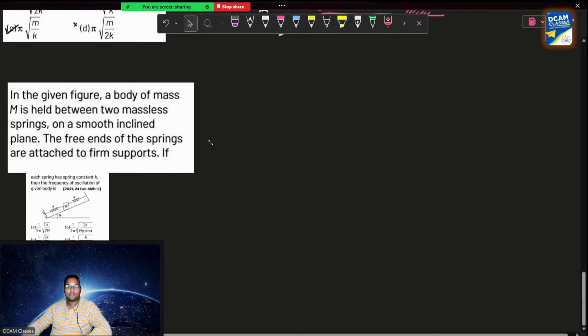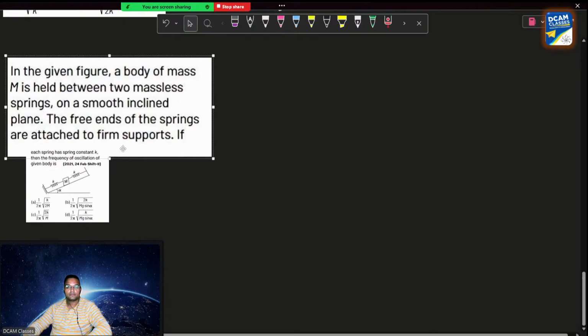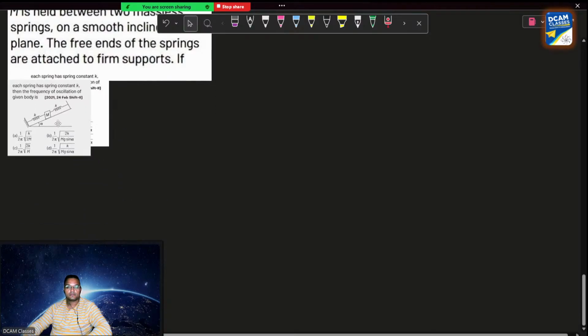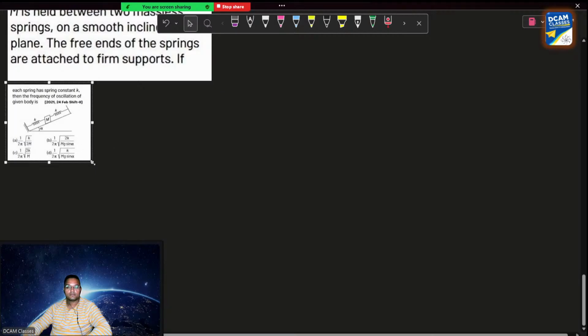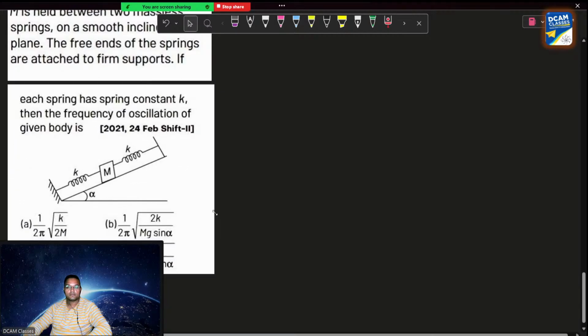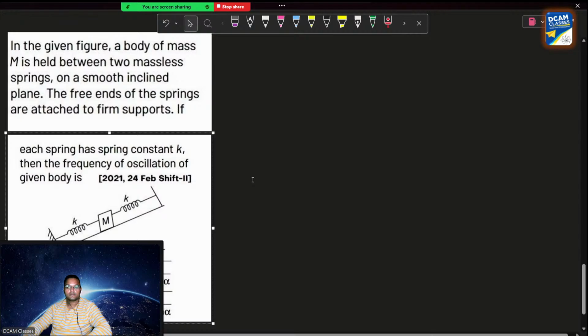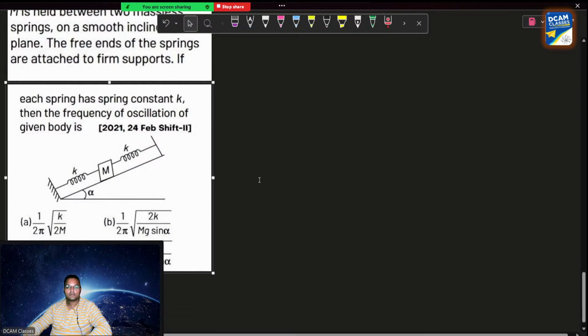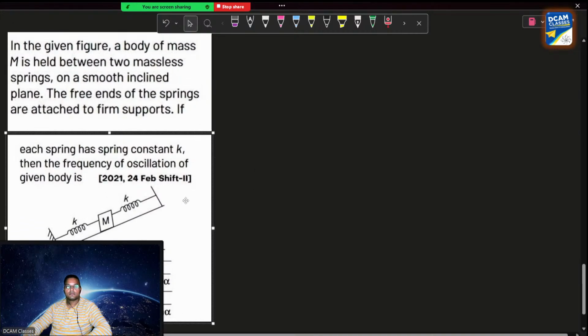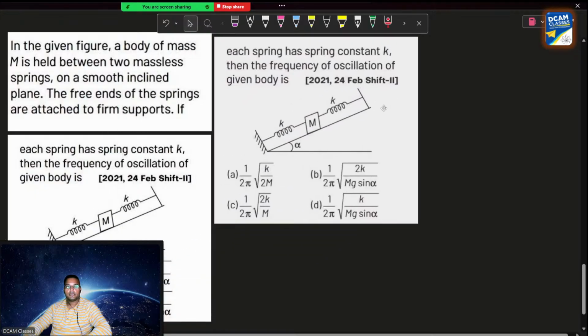Now try to solve this one. Put it side by side.